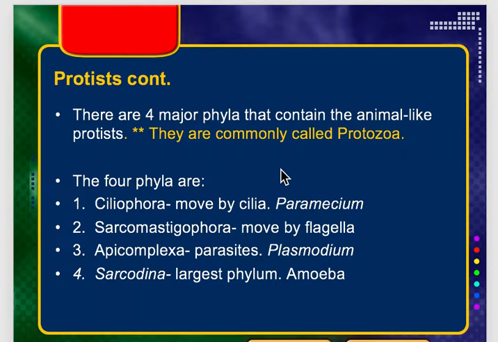So just to recap this, all of your animal-like protists are called protozoa, and that includes all of these phyla. The Coleophora, which are called the ciliates, Paramecium is your example. Sarcomastigophora, these are the ones that move by means of flagella. Apicomplexa, these are the ones that don't have a form of movement as an adult, and they're parasitic, such as Plasmodium. And then Sarcodina, our largest phylum, which is amoeba.